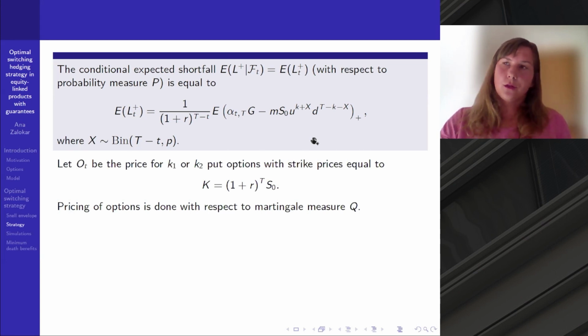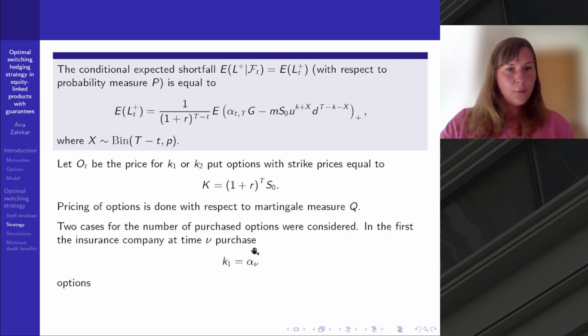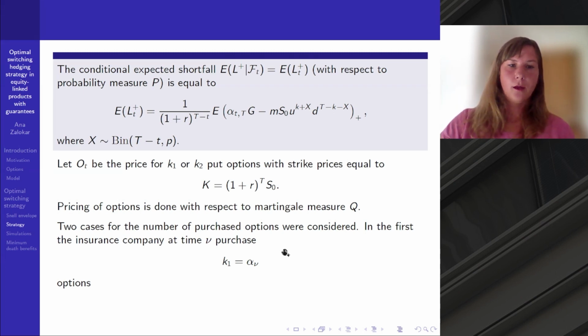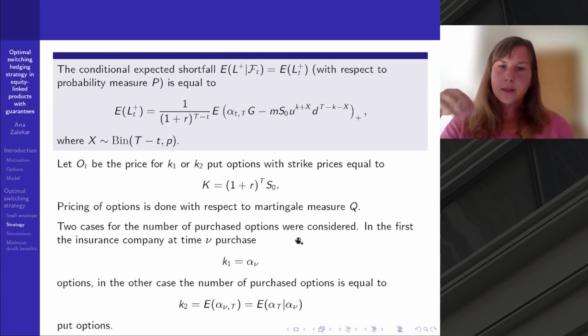Of course, the options also need to be bought. We need to consider OT, which is the price of the put options, and we consider two cases: how many options should we buy? This is K1 and K2. What is K1? The first one was to buy as many options as there are living policyholders at the time that we are buying the option. The second one is to buy as many options as we expect to be living policyholders at the expiration date. Of course, this K2 is smaller than K1.